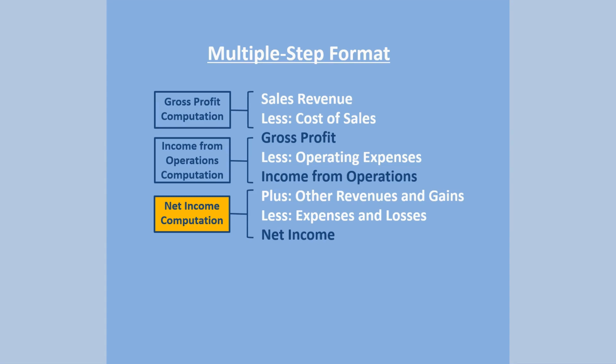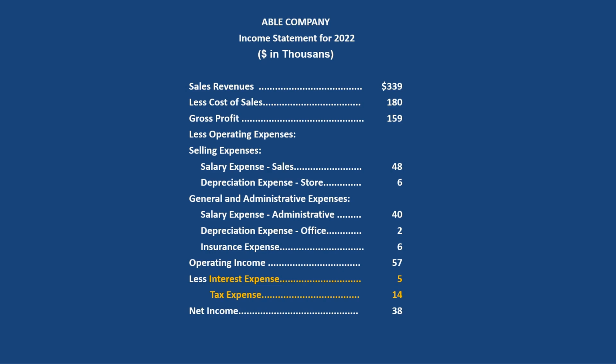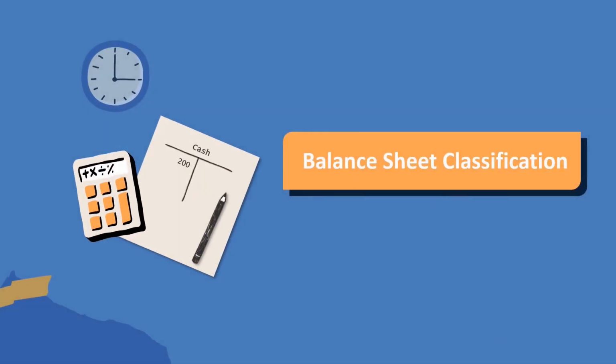It is the final figure after adjusting for non-operating items, such as rental revenue, dividend revenue, gains, and interest expense, tax expense, or losses from asset disposals. And here you are, the complete income statement in a multiple-step format for Able Company. Now it's time to move on to the preparation of balance sheets.